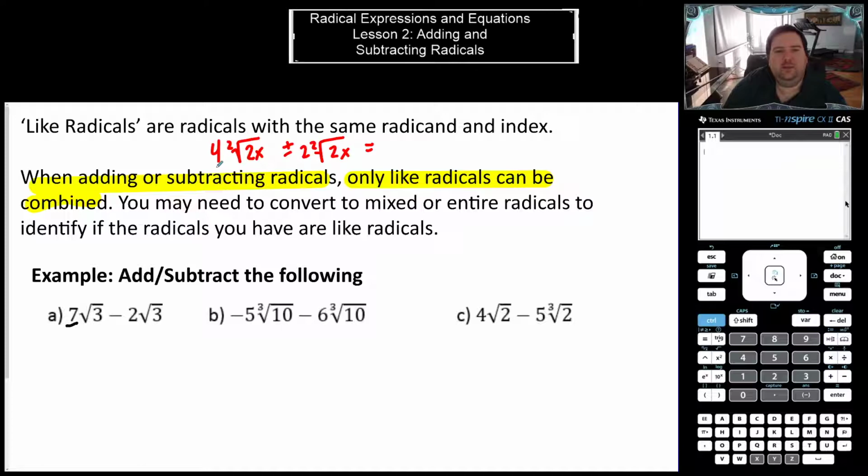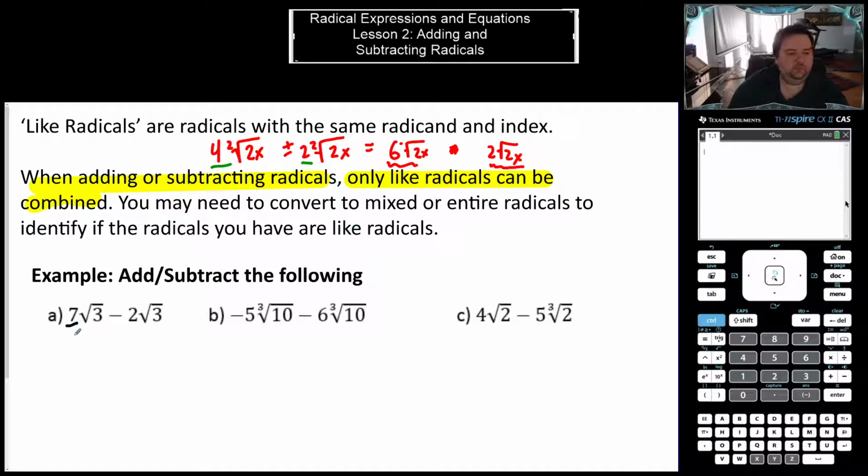And the way that you combine them is all you need to really look at here are your coefficients. So here we have the coefficients of 4 and 2. So if we were going to combine them, do addition. What's 4 plus 2? It's 6. So 4 square root of 2x plus 2 square root of 2x is 6 square root of 2x. 4 square root of 2x minus 2 square root of 2x is 2 square root of 2x. So we can either combine them, add them, or subtract them.